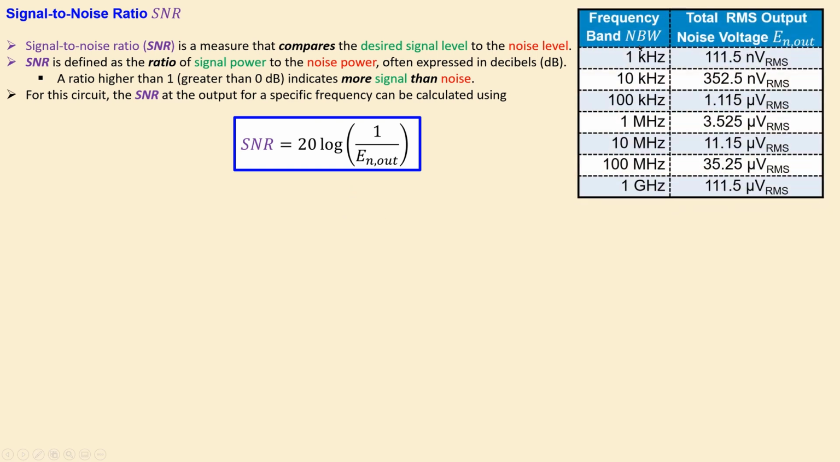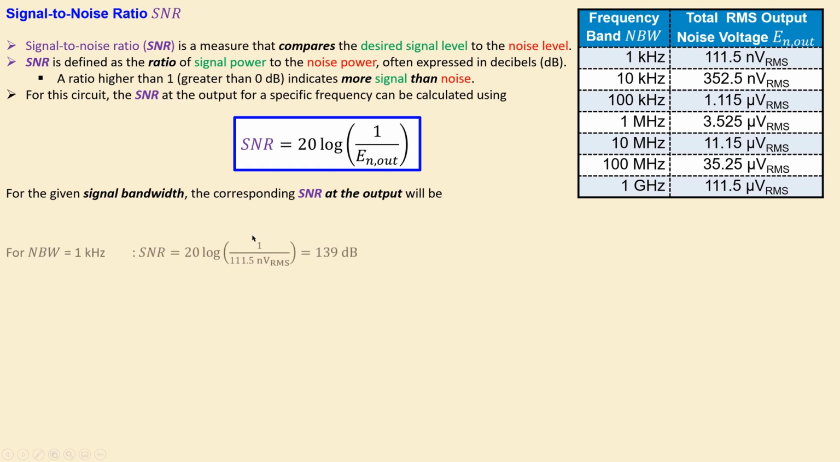So again, the table: we have calculated this for different frequency bands. This is the total RMS output noise voltage, given in RMS, of course. And then for a given signal band, or noise bandwidth actually, the corresponding SNR. Let me remind you, the signal bandwidth and noise bandwidth for this circuit are exactly the same, because this is a passive circuit, so you don't have any frequency limitations or any other issues, because there is no dynamics in the system. So the corresponding SNR at the output will be, for each frequency band, as follows.